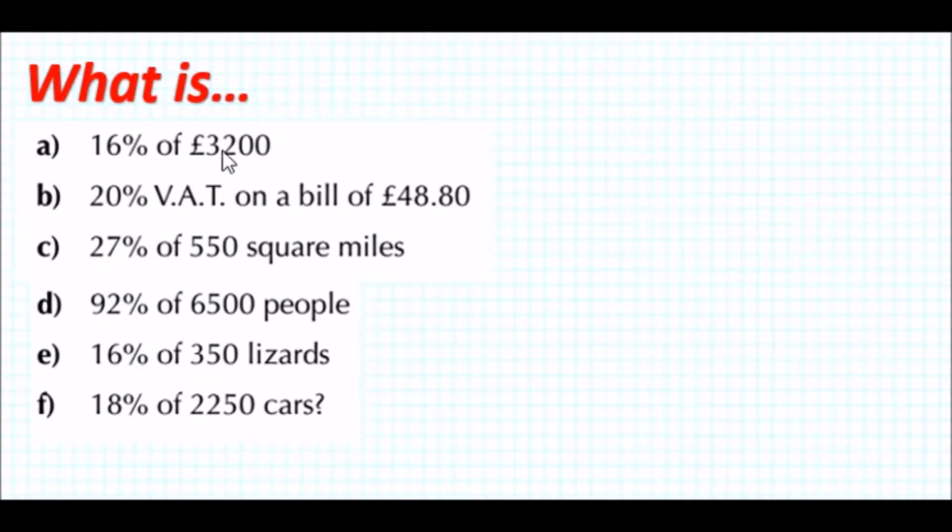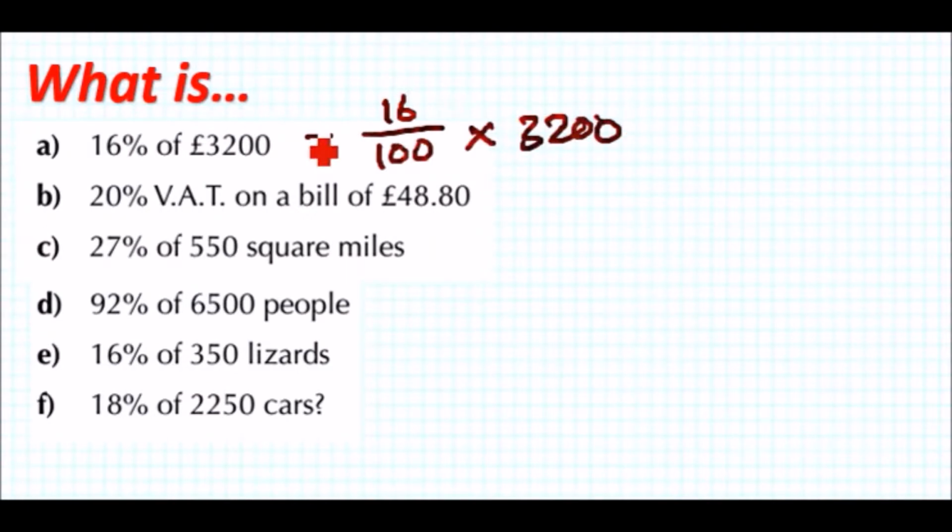So part A, 16% of 3200. Well, let's make our life easier. So always do it this way. 16% means 16 per 100, 16 over 100. That's what percent means. Times 3200. So that is what "of" means.